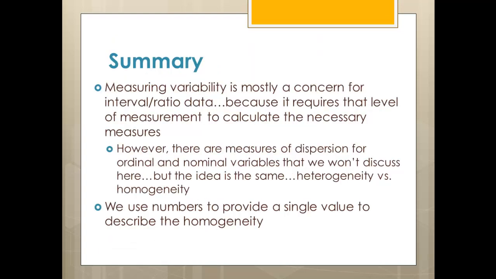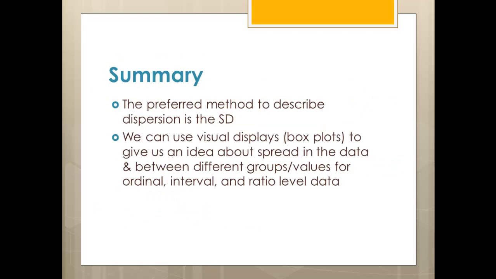When you're measuring variability, it's mostly a concern for interval and ratio level data, because it requires you to find a deviation from the mean, and you can only really use the mean when you're dealing with interval and ratio level data. There are measures of dispersion for ordinal and nominal level variables that we won't discuss here, but the idea is the same. You're trying to establish heterogeneity and homogeneity, and the more heterogeneous your data is, the less confidence you have in the values that represent it. So we use numbers to provide a single value to describe the dispersion. When you're dealing with interval and ratio level data, the preferred method to describe dispersion is the standard deviation.